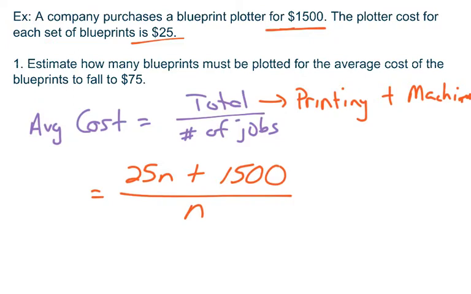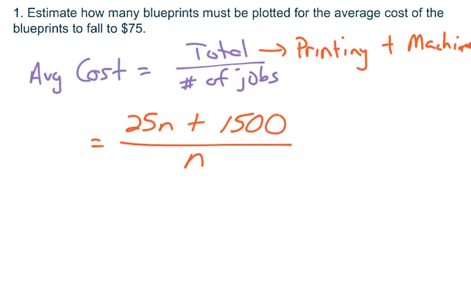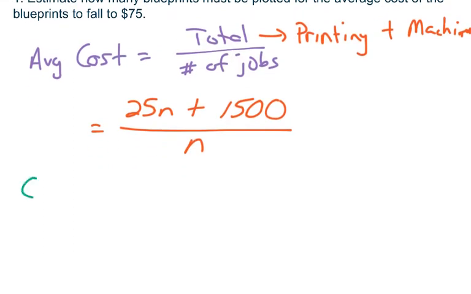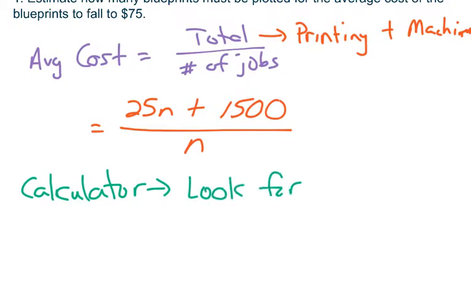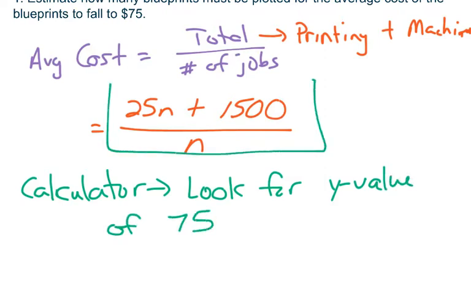So the question then says, estimate how many blueprints must be plotted for the average cost of the blueprints to fall to $75. Okay, well what we need to do then is use our graphing calculator. Okay, so we're going to use our calculator and we're going to look for a Y value of 75. This is what gets typed into the calculator in the Y equals screen.